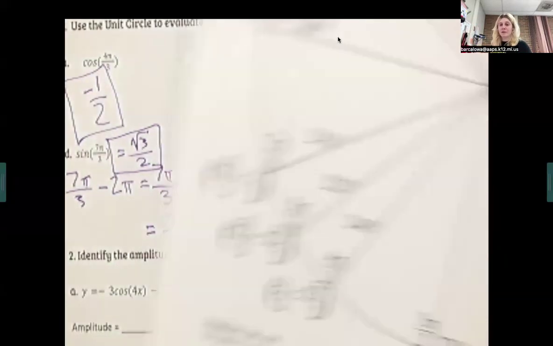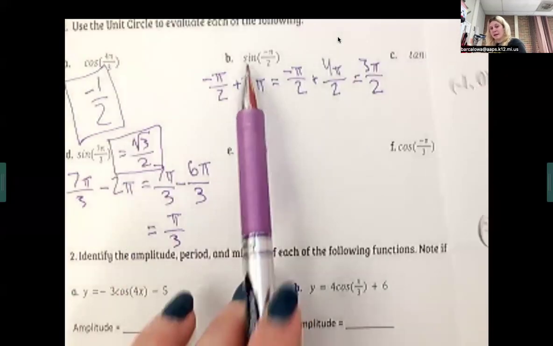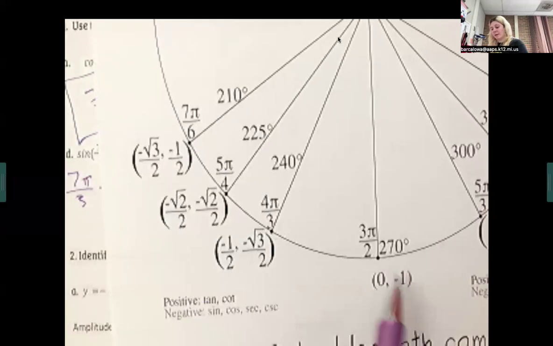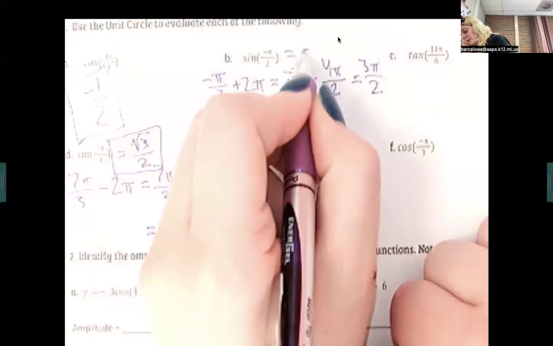Hey, that's on my unit circle. 3 pi over 2. And they're asking me about sine, so my y value at 3 pi over 2 is negative 1.